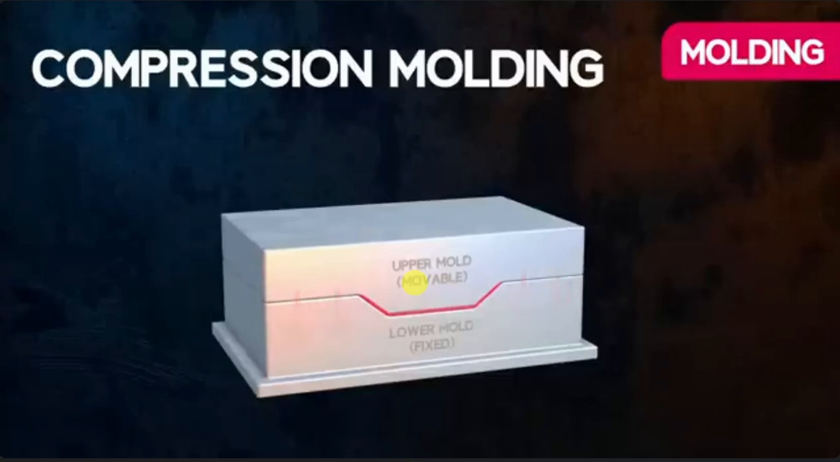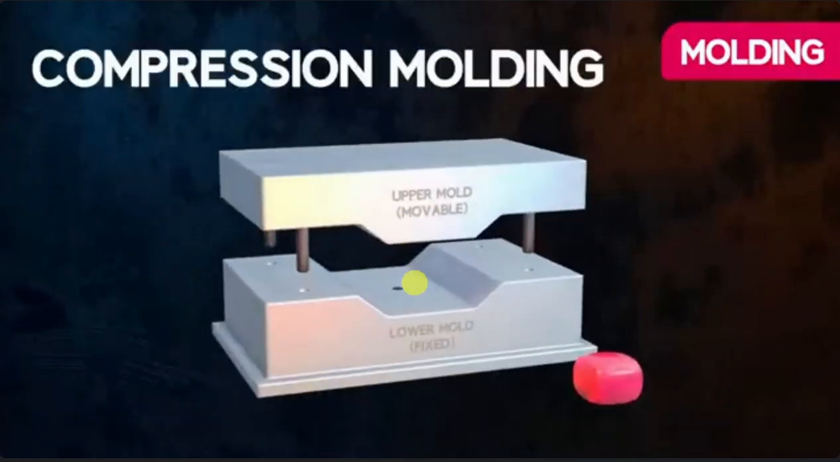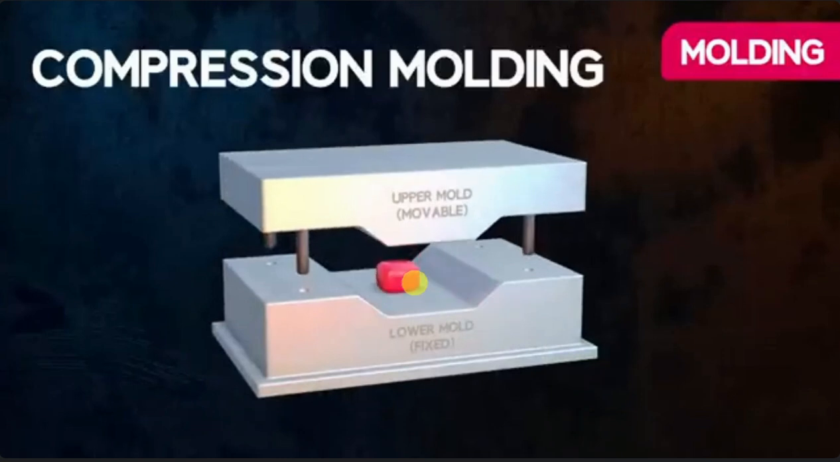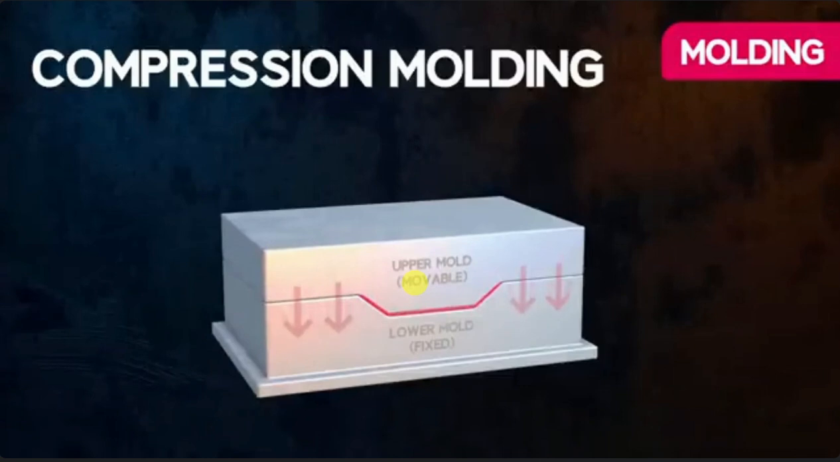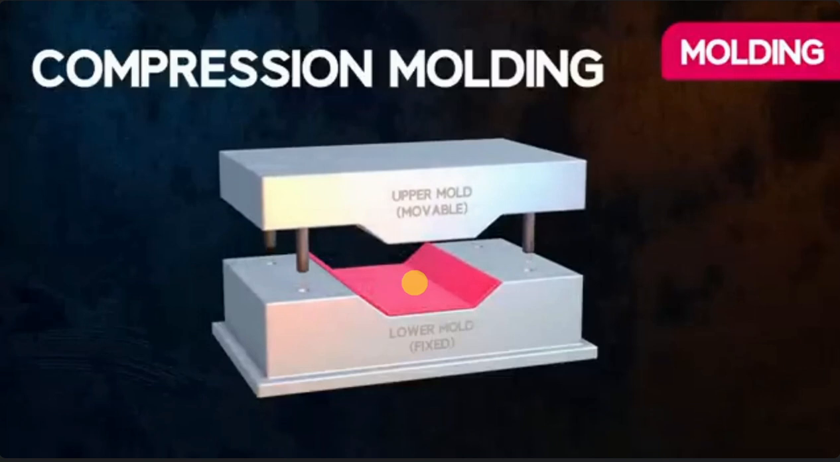Next is compression molding. Compression molding involves placing a precise amount of material into a mold. The mold is closed and pressure and temperature are applied. It's the same as die molding, but instead of metal, here we use plastic. Here we do not completely melt the plastic. They heat it up to a state in between, neither solid nor liquid.